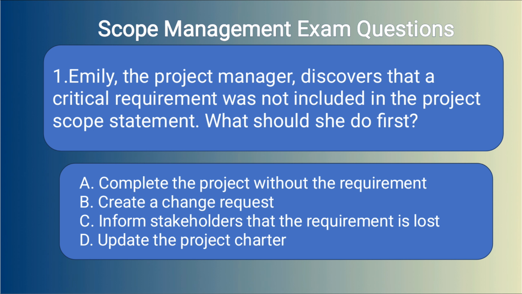1. Emily, the project manager, discovers that a critical requirement was not included in the project scope statement. What should she do first? A. Complete the project without the requirement. B. Create a change request. C. Inform stakeholders that the requirement is lost. D. Update the project charter.